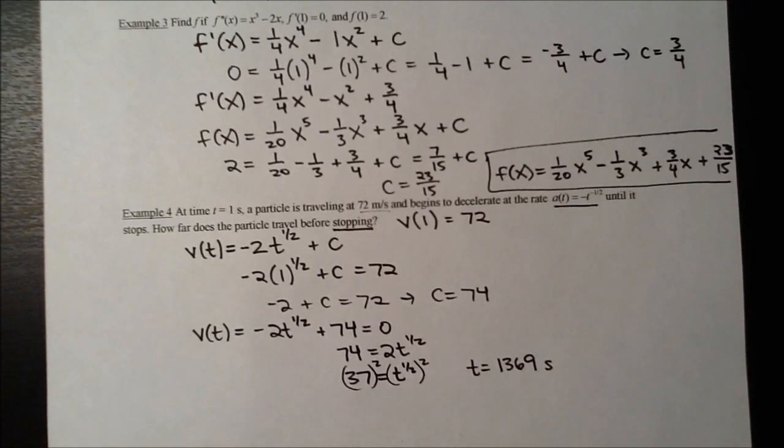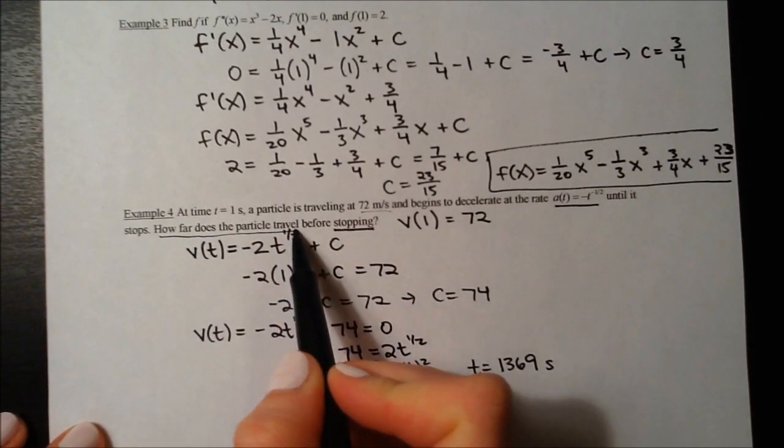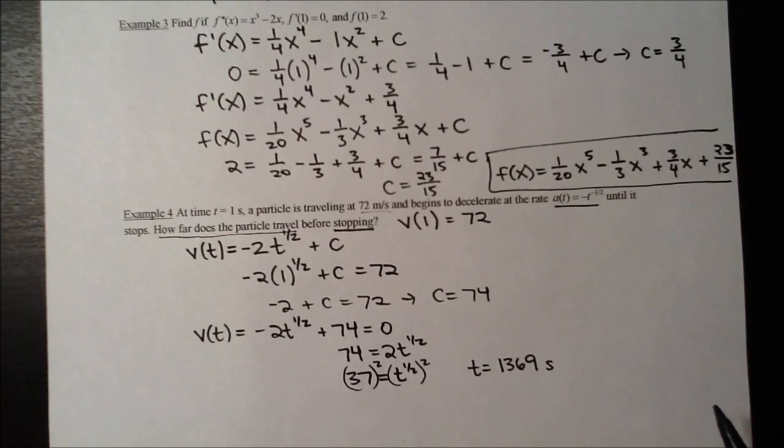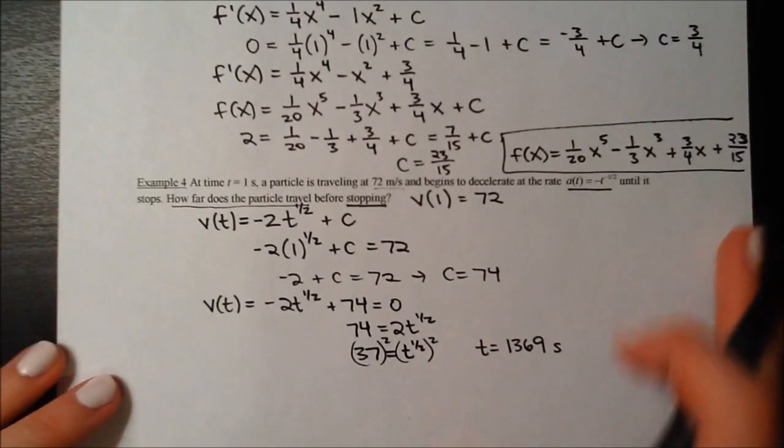We could turn it into minutes if we want, but everything's in terms of seconds, so we might as well leave it. That means that after 1,369 seconds, the particle stops. But more importantly, we're trying to figure out how far the particle travels. So we want to know how far the particle has traveled after 1,369 seconds. So let's go with that.